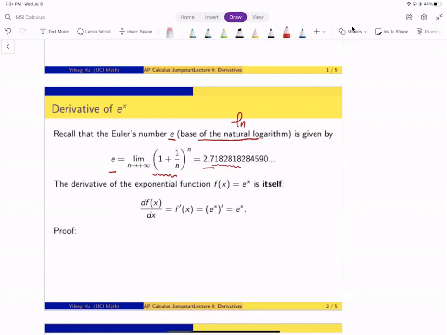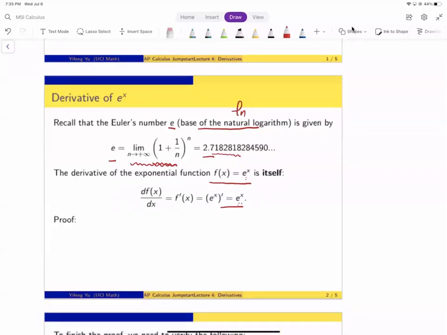Now, the important thing is, if you look at the exponential function when the base is e, then for this exponential function, the derivative of the function is itself. Sometimes people use this to define the Euler number e, meaning the number for which the derivative of the exponential function is itself. But here we start from the limit of the sequence definition, and we're going to show that the derivative of the function e to the x is itself.